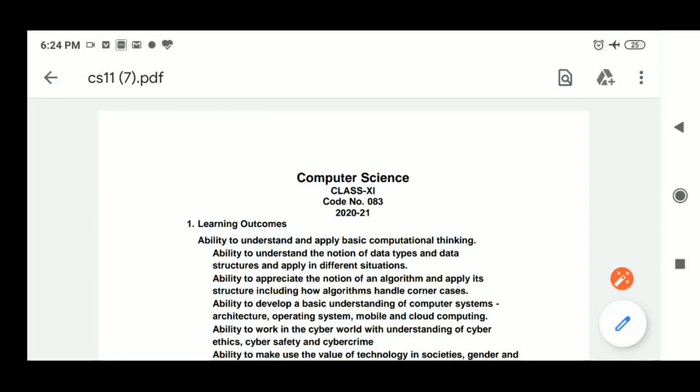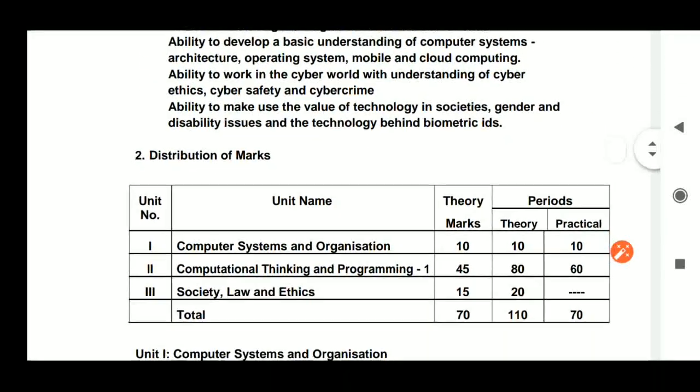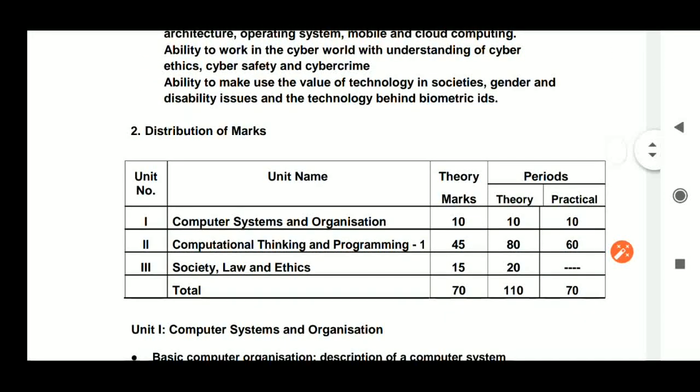Okay, so now we'll discuss the syllabus of computer science. This is the revised syllabus that has been revised this year only. That means for the session 2020 and 21. So first let's see what are the main units that will be there in the syllabus.